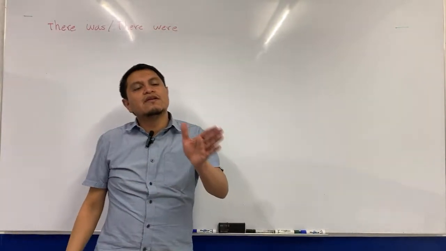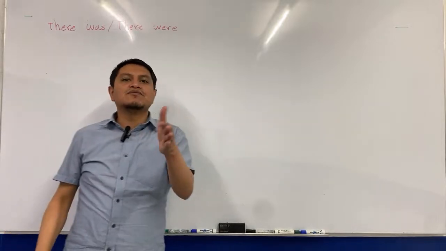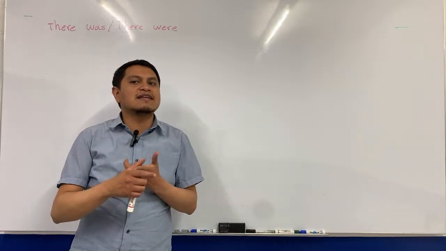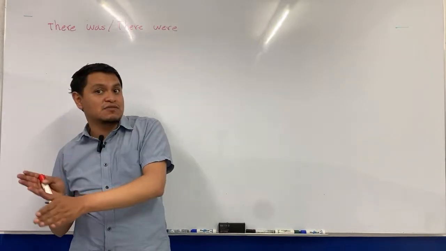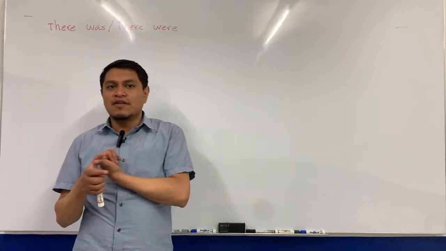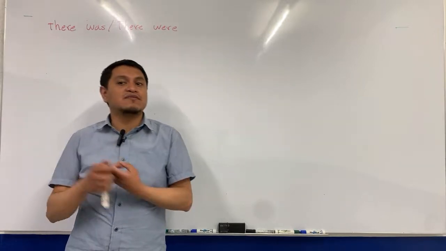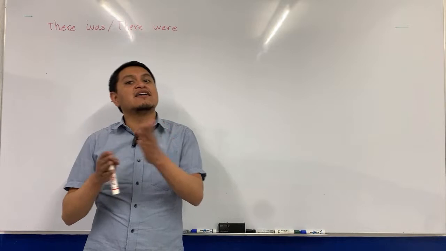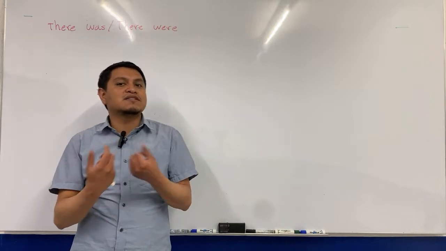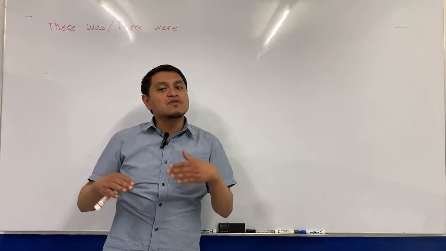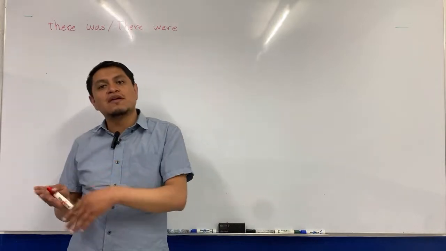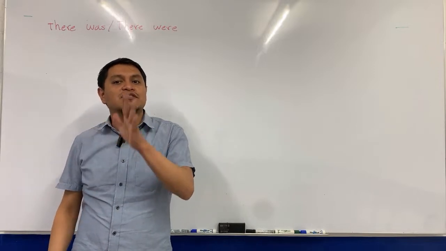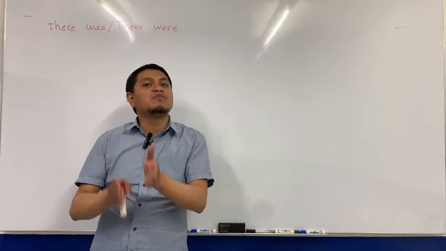Now, by the end of this topic, you will use the structures there was and there were to say that something exists in the past, in the negative, affirmative, and interrogative form. You will recycle quantity expressions to ask and give information about objects and places. But before starting this interesting topic, I'm gonna give you a little refresh for there is and there are in simple present, right?